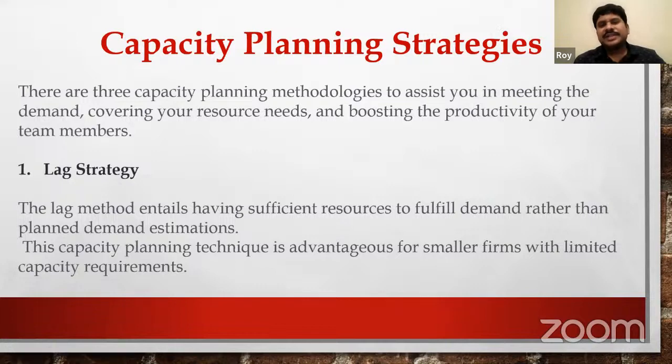Here, there are some different strategies. Try to understand this. I'll tell you in a very simple way. There are three types of capacity planning strategies. One is the lag strategy. It is having sufficient resources to fulfill the demand rather than planned demand estimations. When you have the sufficient resources to fulfill the demand, rather than the estimations, we call that the lag method or the lag strategy.